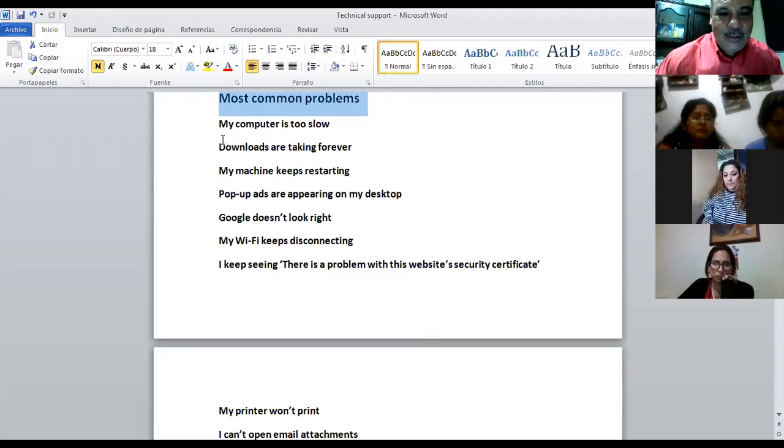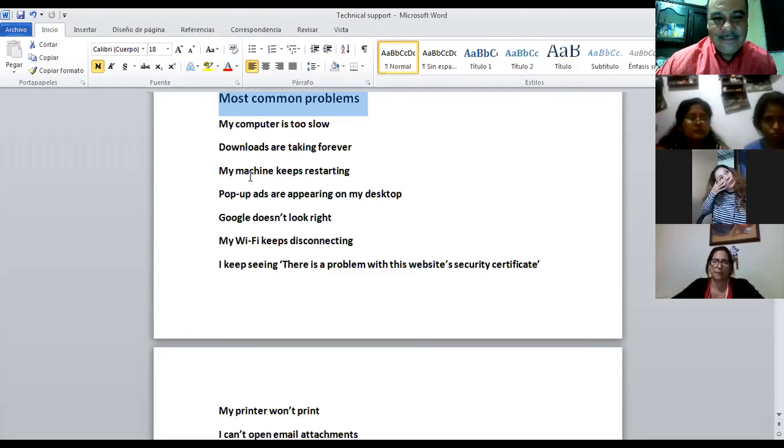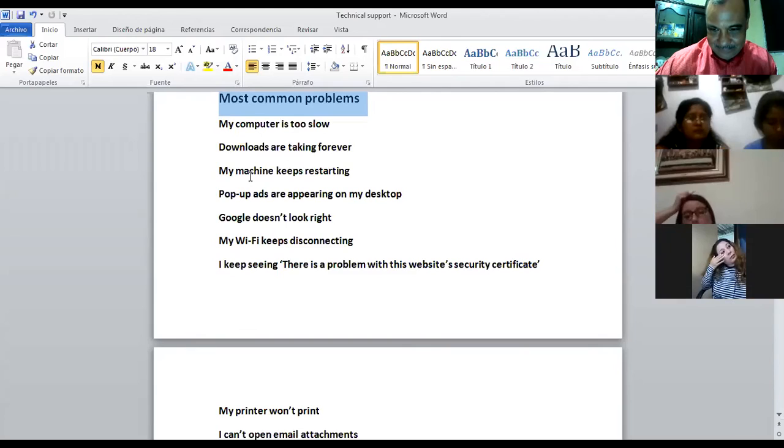Vamos a ver, my computer is too slow. Está muy lenta, ¿va? Downloads are taking forever. Nunca termina de descargar. Las descargas se tardan un montón, ¿verdad? My machine keeps restarting. Mi máquina se está reiniciando. Se mantiene reiniciando y reiniciando.